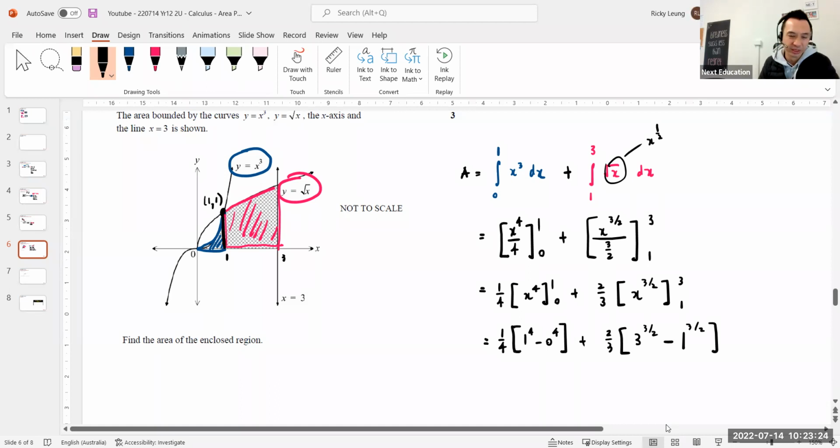What's that? Root 27, is it 3 root 3? Okay, that's a quarter. If you actually cleaned it up, this would be a quarter plus 2 on 3 times root 27. Yeah, root 27 is 3 root 3, and it cancels out with the 3, and that leaves 2 root 3, and then minus 2 on 3.